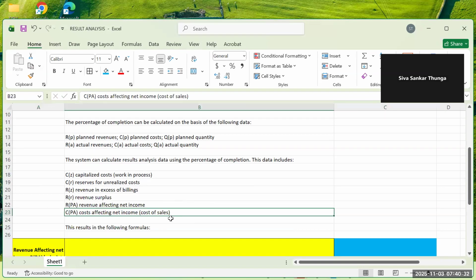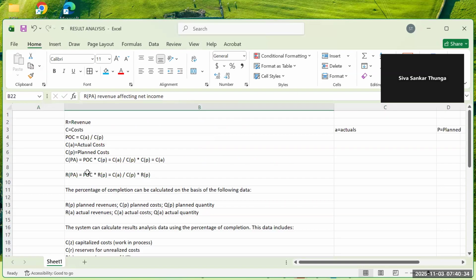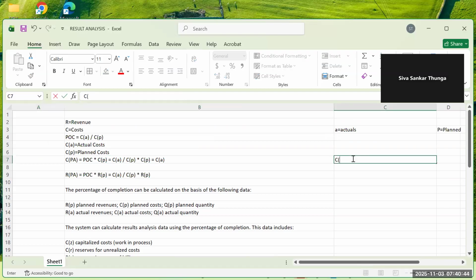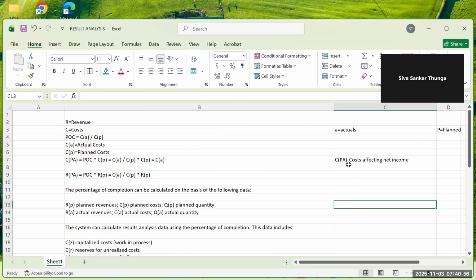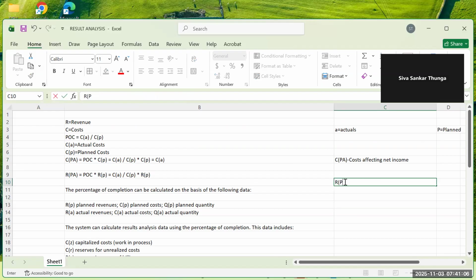This cost affecting net income, revenue affecting net income. So cost affecting net income is nothing but cost of sales. Cost affecting net income is nothing but C of PA. C of PA is nothing but cost affecting net income. What do you mean by that? Cost affecting net income, the meaning of this. What is the meaning of that?